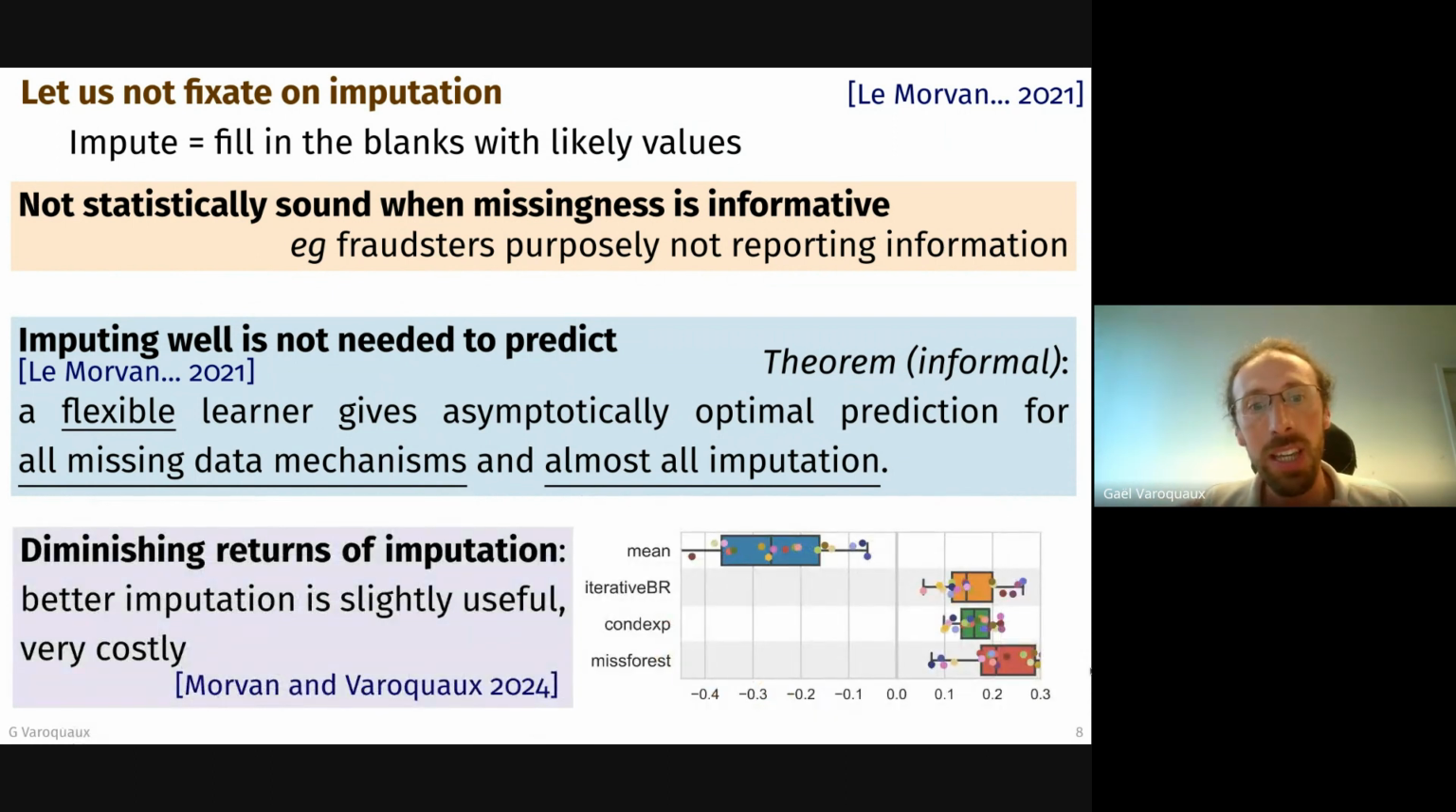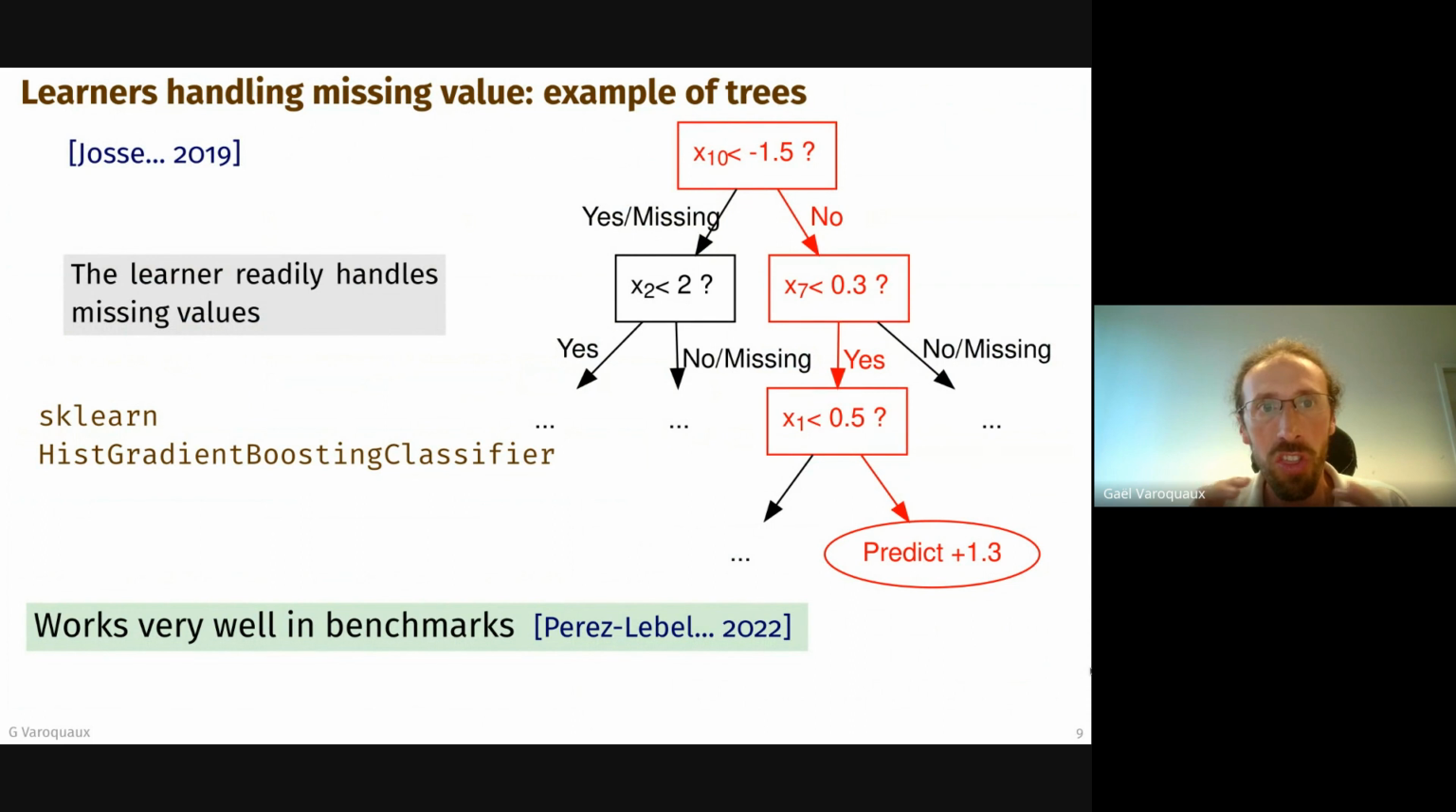More recently, we did some heavy empirical work, and just to summarize it, what we find is that imputation is useful, but it comes with diminishing returns. Better imputation is slightly useful, but often very costly. So the thing is, some learners can actually handle missing values directly.